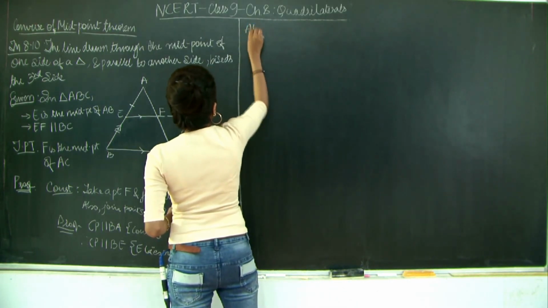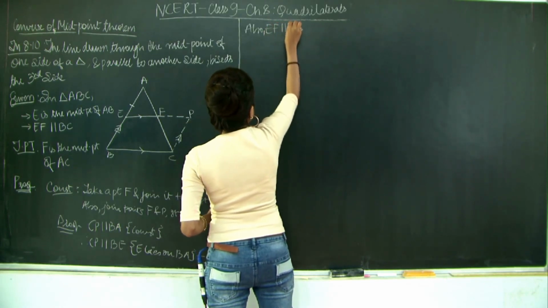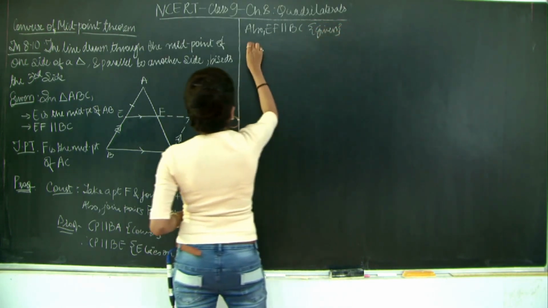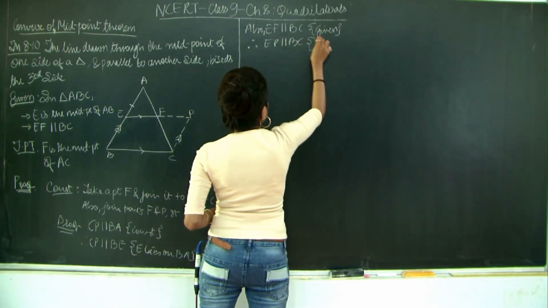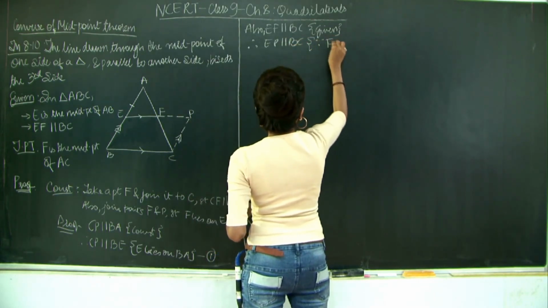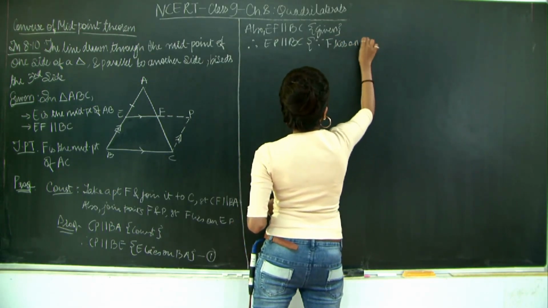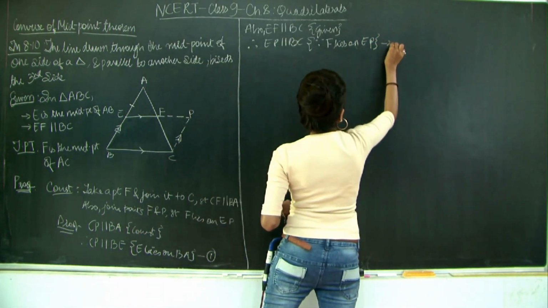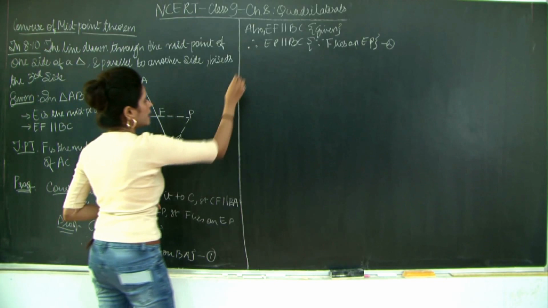Also, what do I have? EF is parallel to BC. This is given. Therefore, EP is parallel to BC since F lies on EP. Let us mark this as 2. So, what do you get from 1 and 2? That quadrilateral EPCB is a parallelogram.